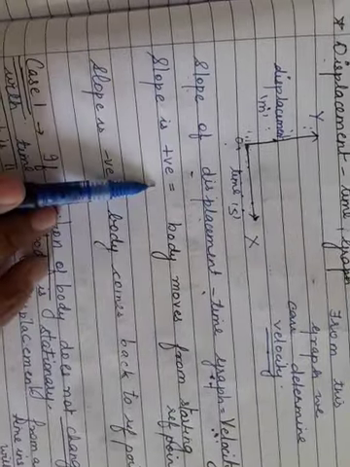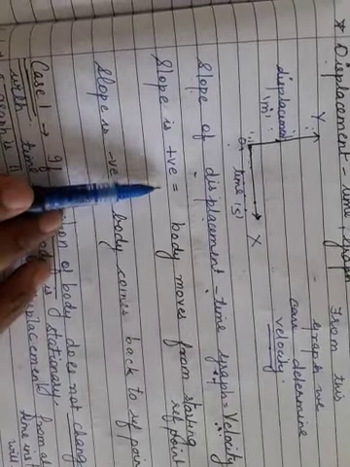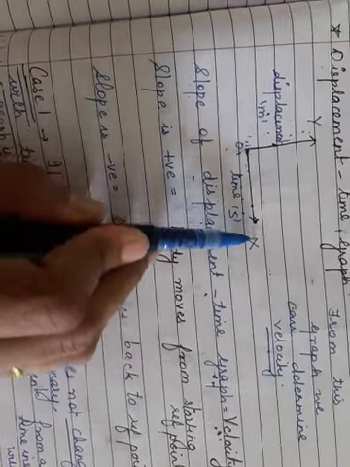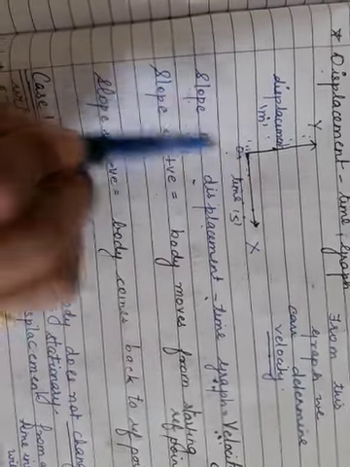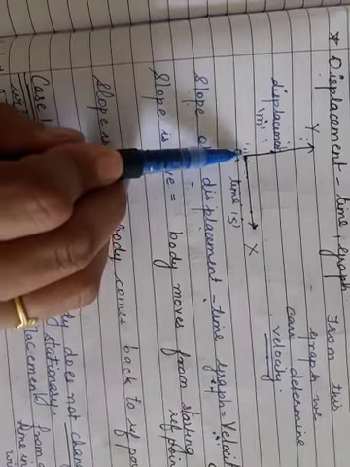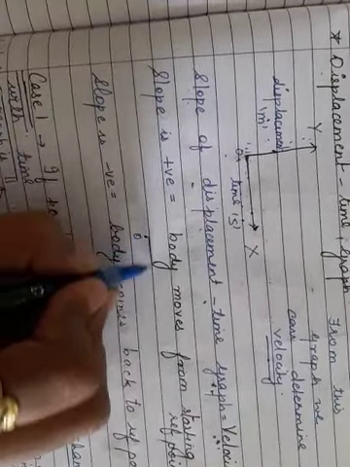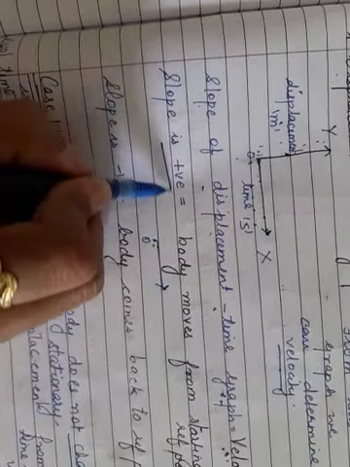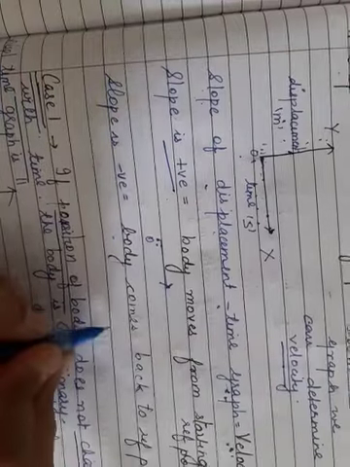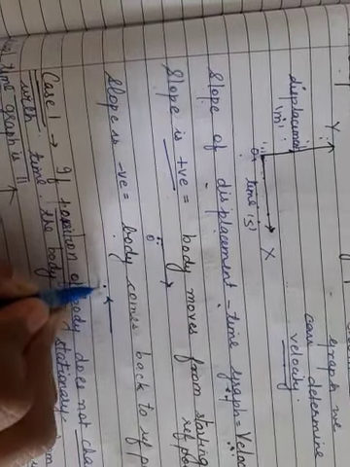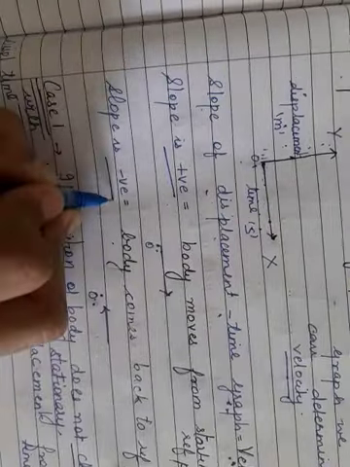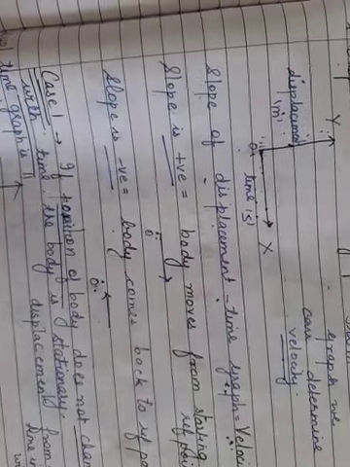The slope will be positive if the body is moving away from the starting point or the reference point. If it is moving away from the reference point or the starting point, the slope will be positive. And if the body is coming back towards the starting point or the reference point, then the slope will be negative. All these aspects also we will see.